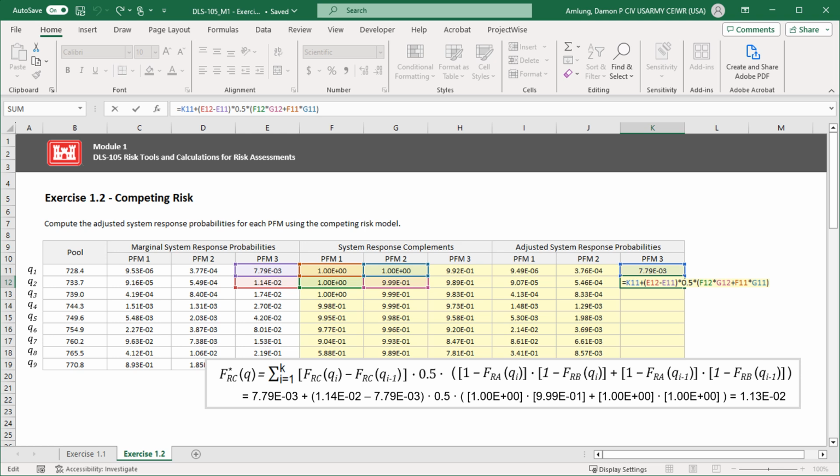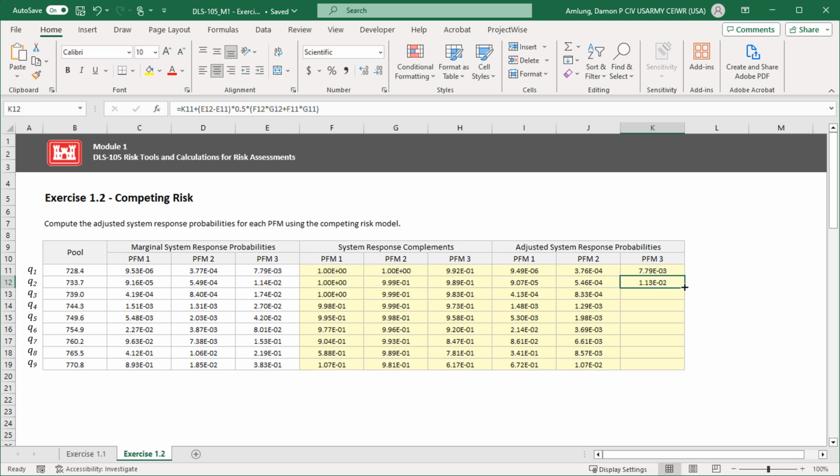Then repeat for PFM3 using the system response probabilities for PFM3 and the complements from PFM1 and PFM2. Double-click in the corner to use the same formula for the remaining cells and to finish out PFM3 and to complete the table.